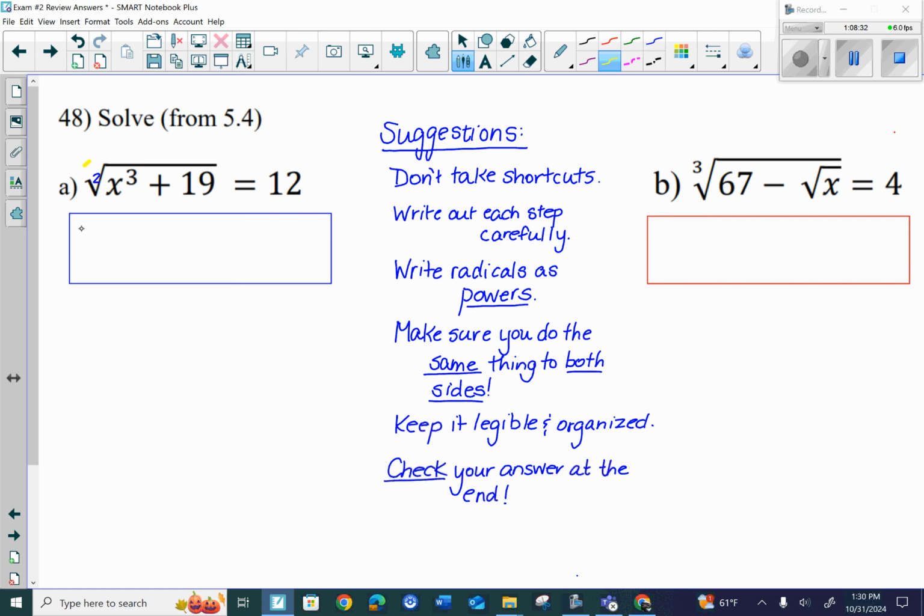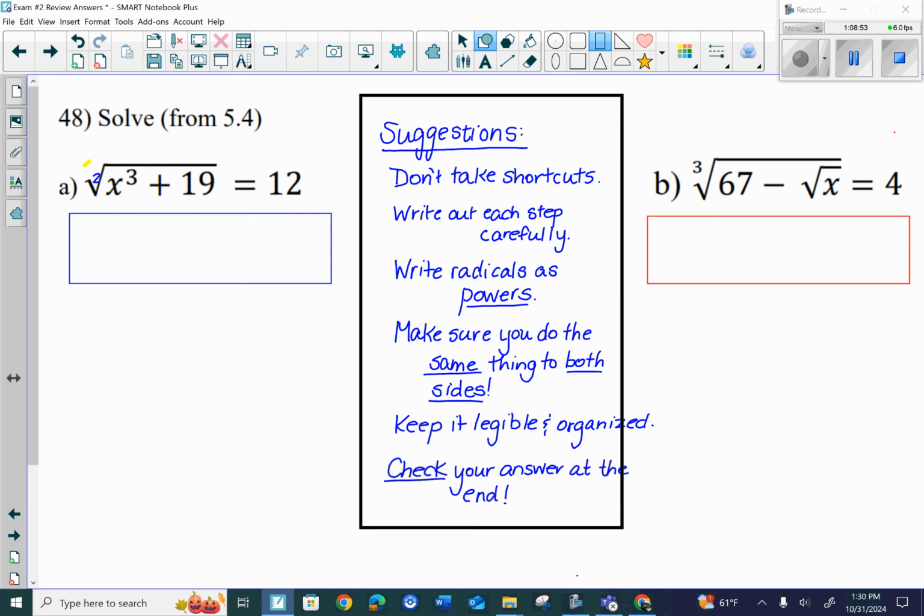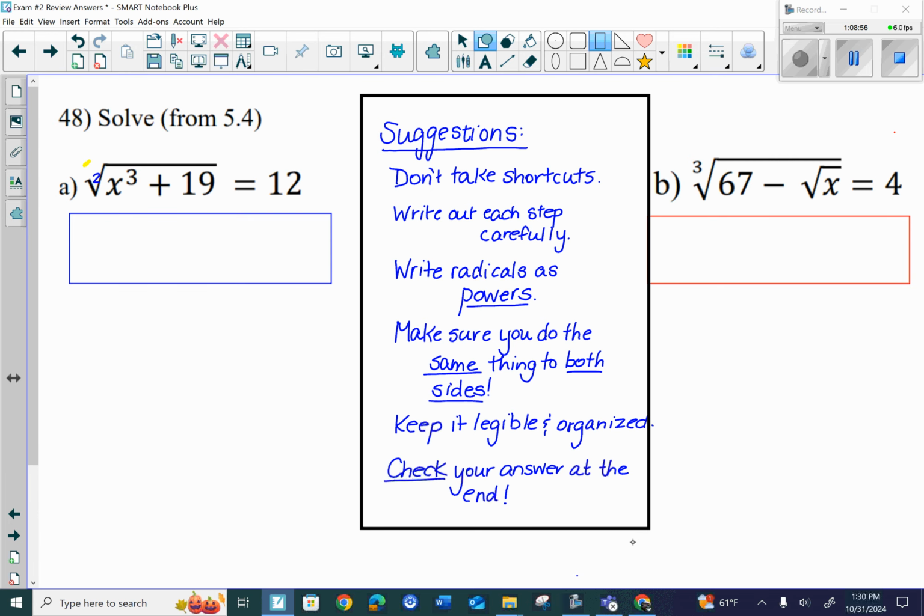Okay, and also I would really advise you never to take shortcuts, to write out each step super carefully, to write radicals as powers, to make sure you do the same thing on both sides and keep it legible and organized, and definitely check your answers at the end. These are really good strategies for solving equations. Just don't be lazy and skip stuff, okay? Because you'll come out on the short end without correct results.